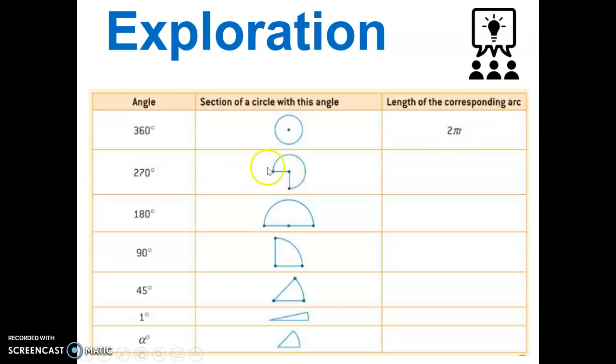Now, we have 270 degrees. So we're talking about, oh, sorry, there's that full circle. Now we're talking about just this arc. So what portion of the circle do you have? What are you going to multiply the circumference by?